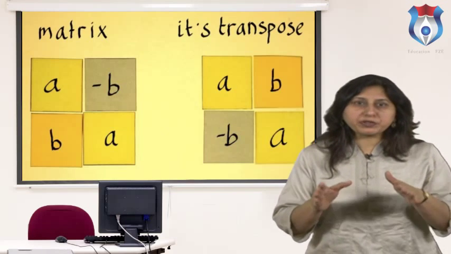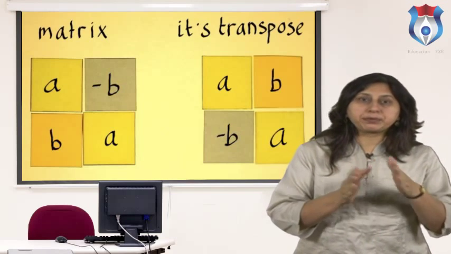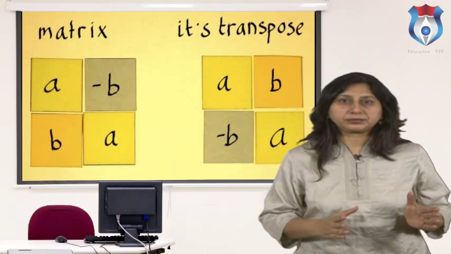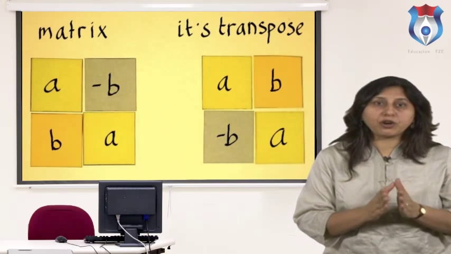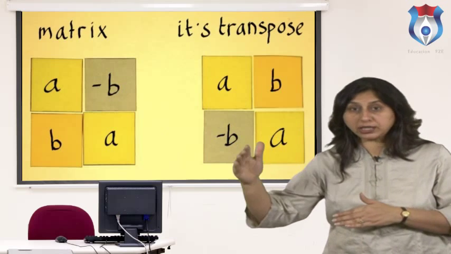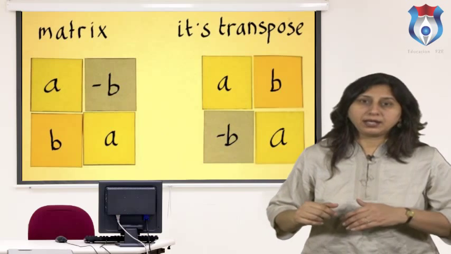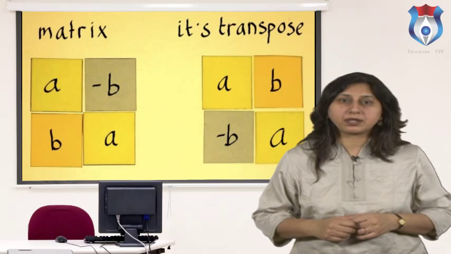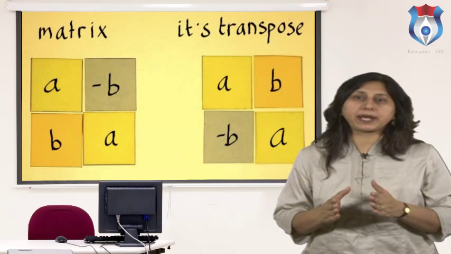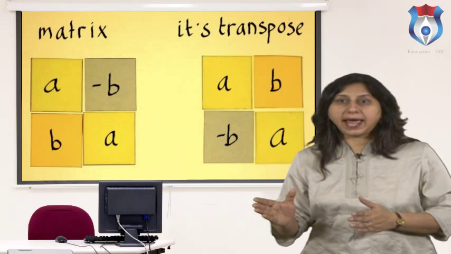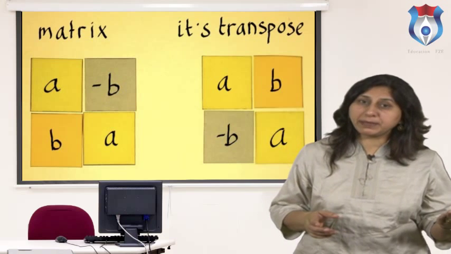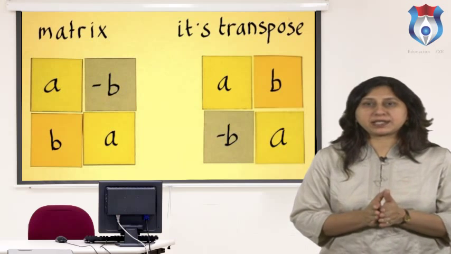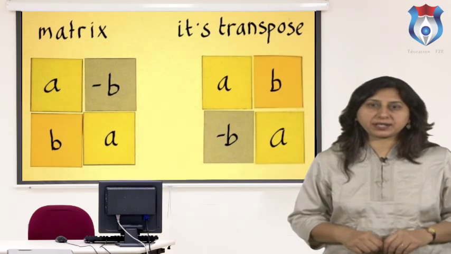The transpose of a matrix is denoted by a prime or a superscript T. The first row of a matrix becomes the first column of the transpose matrix. The second row of the matrix becomes the second column of the transpose. The transpose of a row vector will be a column vector and the transpose of a column vector will be a row vector. The transpose of a symmetric matrix is simply the original matrix.